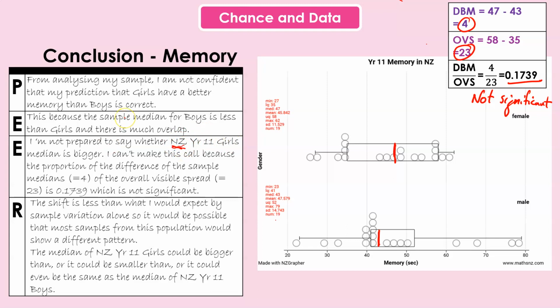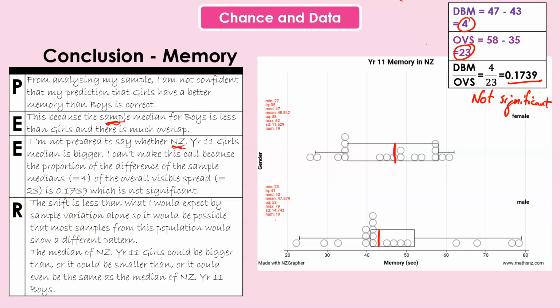I'm not prepared to say whether New Zealand Year 11 girls median is bigger. Notice how I've included the population now, to distinguish between the sample and the population. I can't make this call because the proportion of the difference of the sample medians is 4 and the overall visual spread is 23, which equals 0.1739, which is not significant.